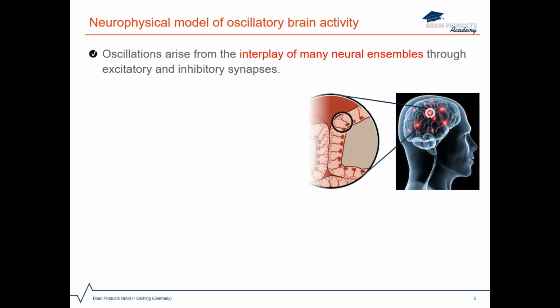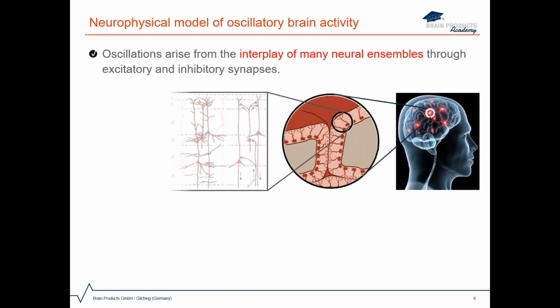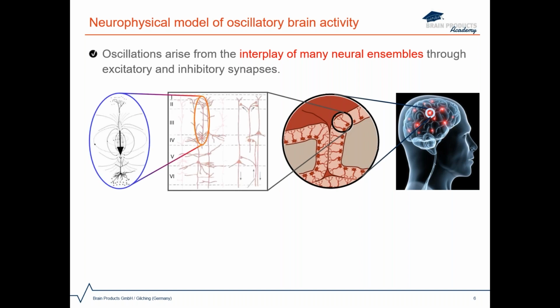As we know, EEG oscillations arise from the interplay of many neural assemblies through excitatory and inhibitory synapses. What you see here on the very left is the zoomed version of a single pyramidal cell. These pyramidal cells are usually found spatially aligned in the most superficial layers of the brain, and their activity is synchronized, which produces a larger signal that can be measured from the scalp.